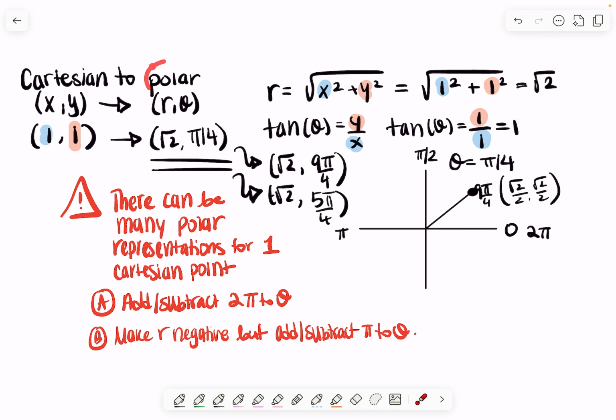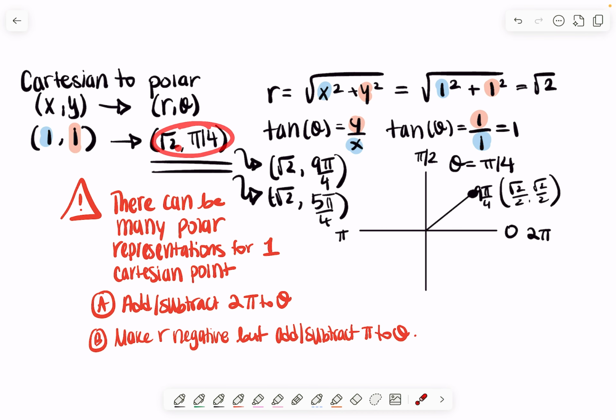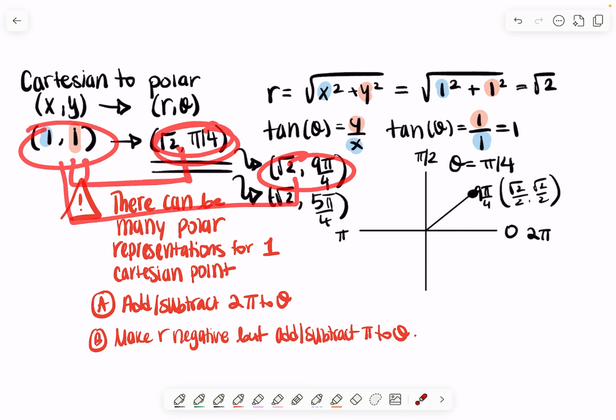But if we're going from polar to Cartesian, there's only ever one Cartesian point. So this polar coordinate only represents this Cartesian coordinate. This polar coordinate only represents this Cartesian coordinate. So the rule is that this polar coordinate can't represent this Cartesian coordinate and also like 1, 2, which is a different one. It can only ever represent one.